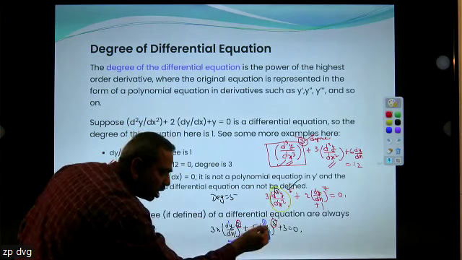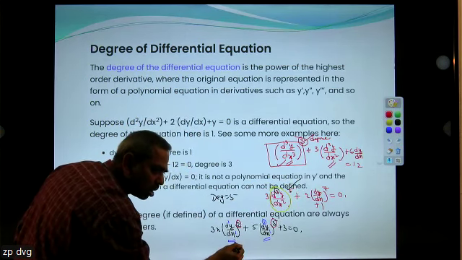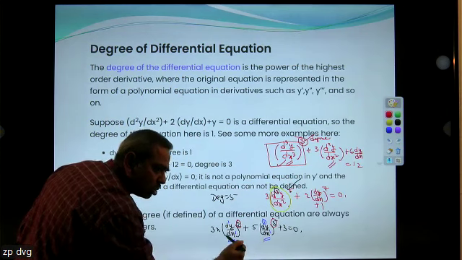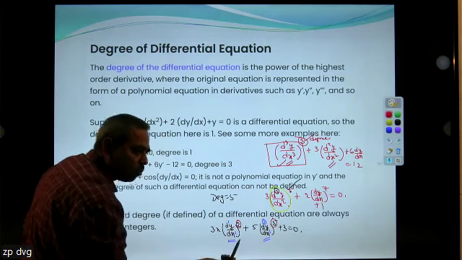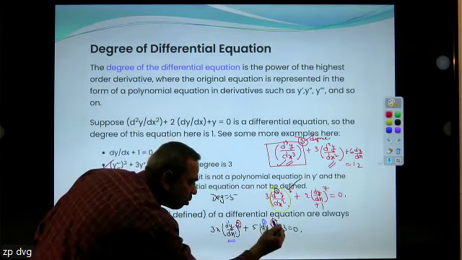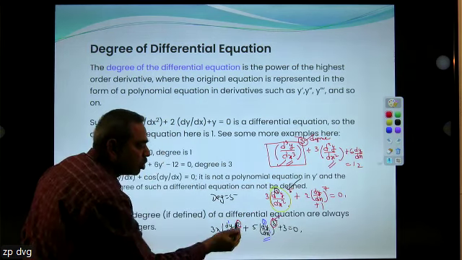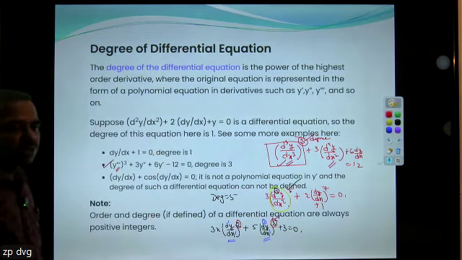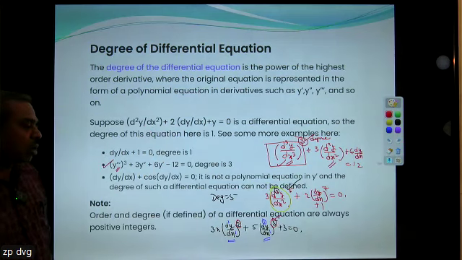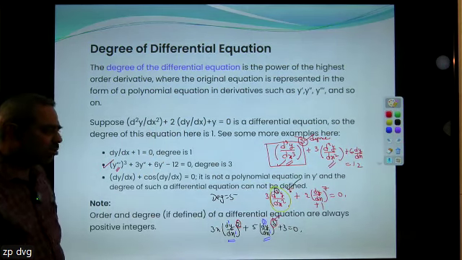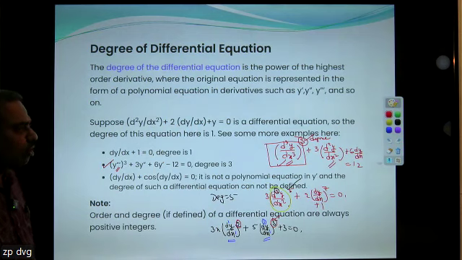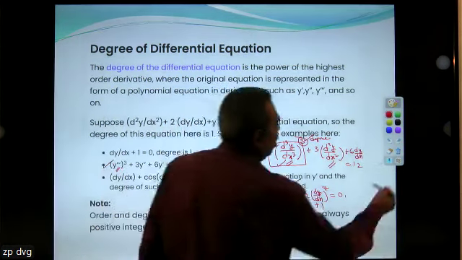Now here it is not so. dy by dx is there here also, dy by dx is there here also. Both are highest derivatives. But if you want to find the degree, you have to see the highest power. What is the highest power here? 5. We should not write 2, we should write 5. Able to understand? So this is how we have to write the degree. Is it clear, all of you?